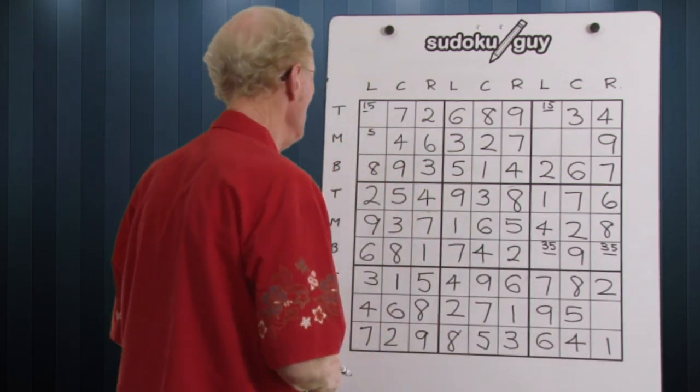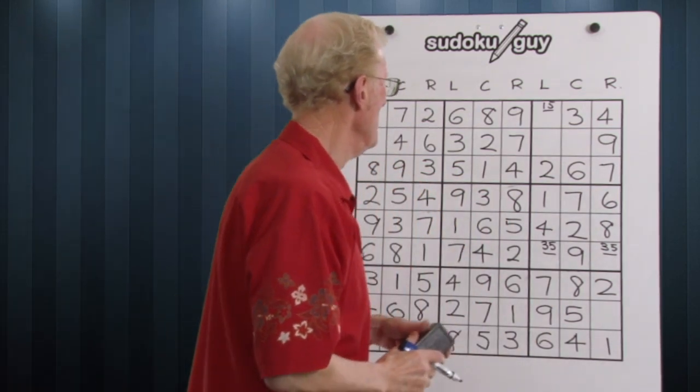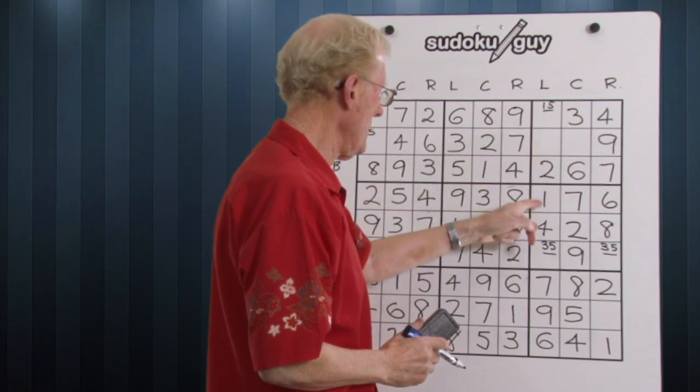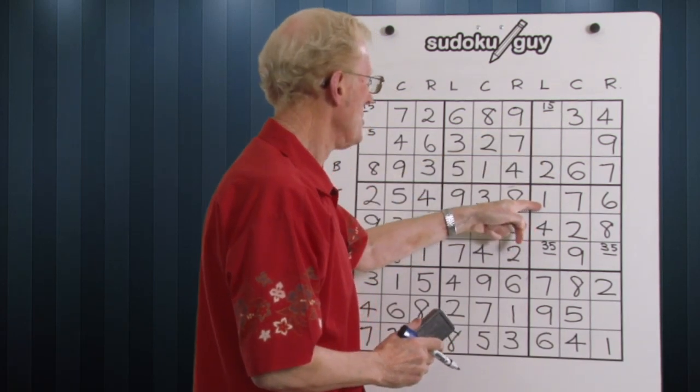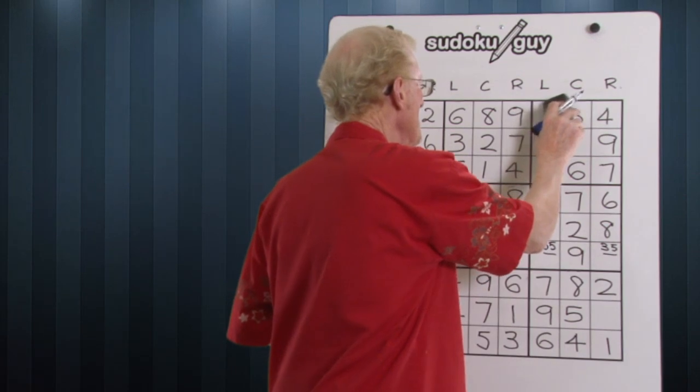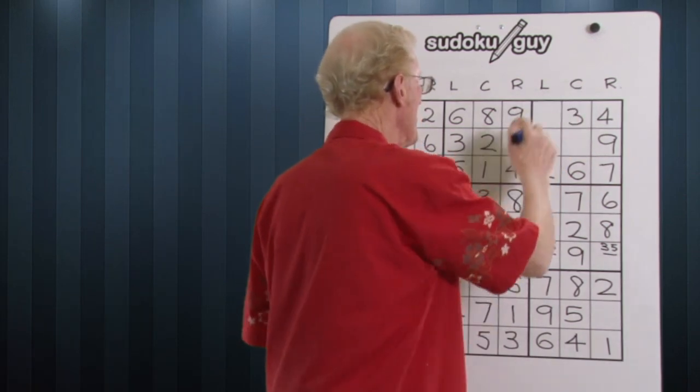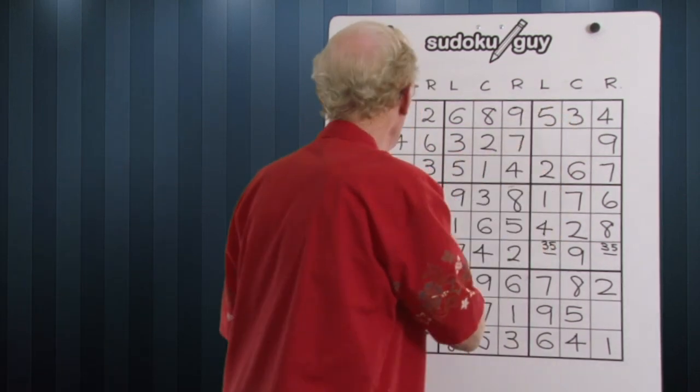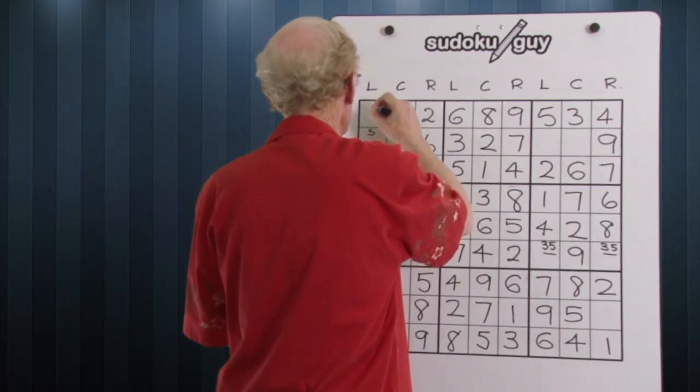Now let's look down. Whoa, look at what I see. Here, look at this 1, 5. Go down and you've got a 1 there. So that means that this becomes a 5. It cancels out the 1. And if that's a 5, this is a 1.